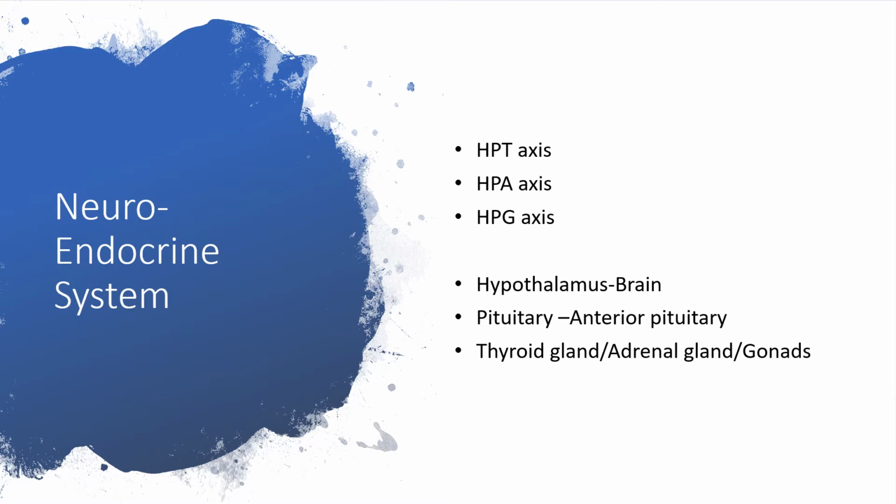The gonadal axis could be, like in women, the hypothalamic pituitary ovarian axis, and that would be controlling or regulating the ovulatory cycle. You can check my channel for the normal ovulatory cycle. It is already published. So today I'm going to limit myself to HPT, that is the hypothalamic pituitary thyroid gland axis.